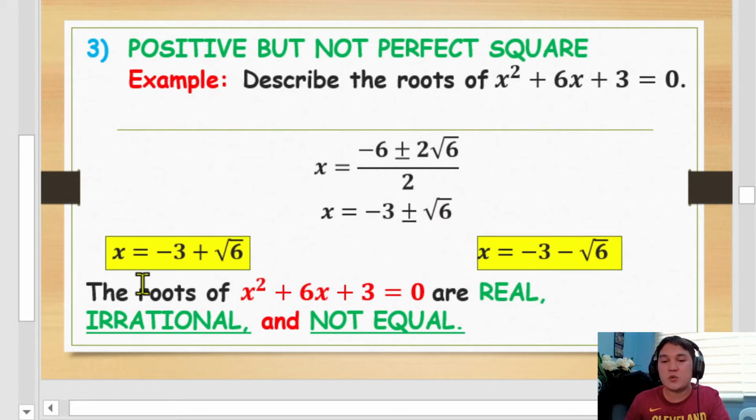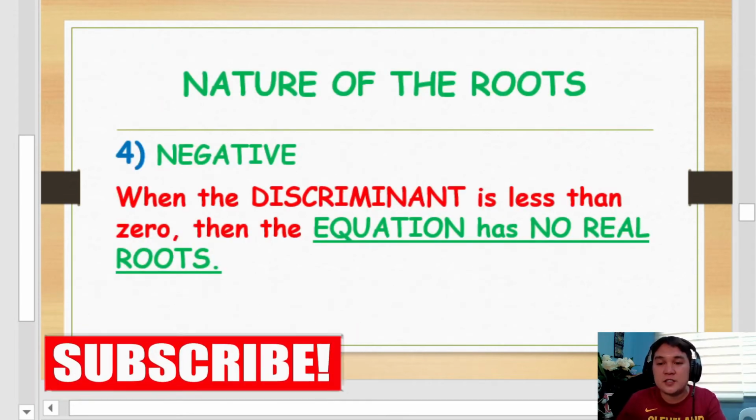So x is equal to negative 3 plus square root of 6 and x is equal to negative 3 minus square root of 6 are the roots of x squared plus 6x plus 3 is equal to 0. So we can say the roots of x squared plus 6x plus 3 is equal to 0 are real, irrational, and not equal.